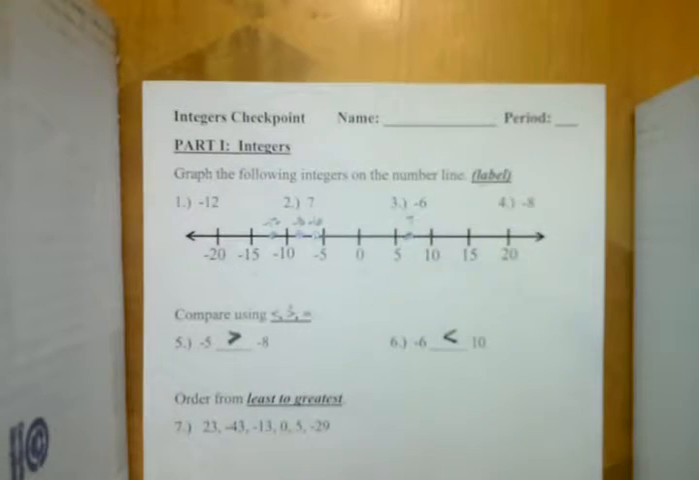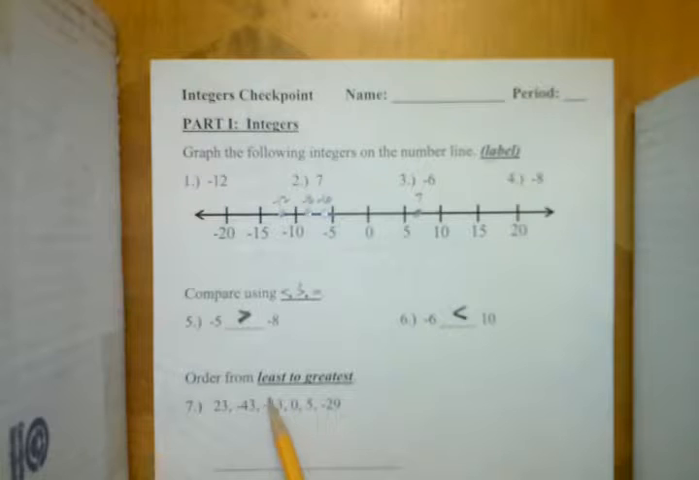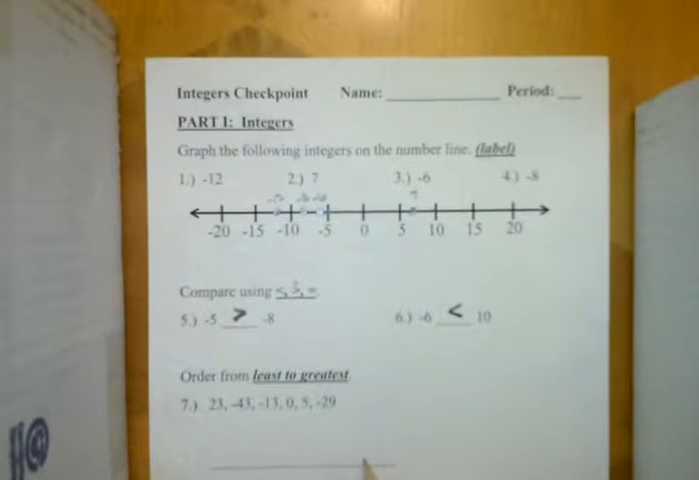Okay, next part, order from least to greatest. I'm going to make a mock number line on here to help me organize these from least to greatest. So I'm going to draw a little number line there, and place my numbers. I'm going to put a 0 on there, and then 23 is going to be over here, negative 43 is way out here, negative 13 is going to be about right there, 0 is already labeled, 5 is going to be right here, and negative 29 is going to be between negative 13 and negative 43, so negative 29.